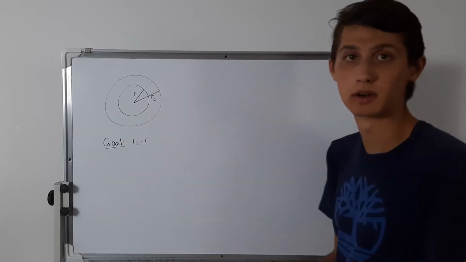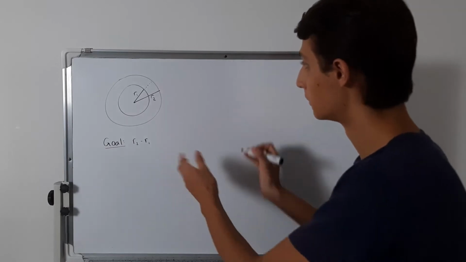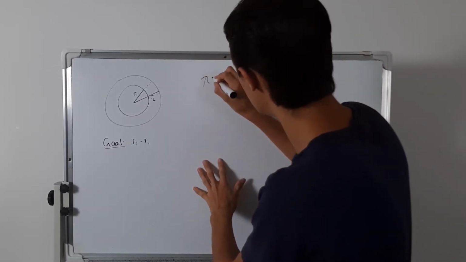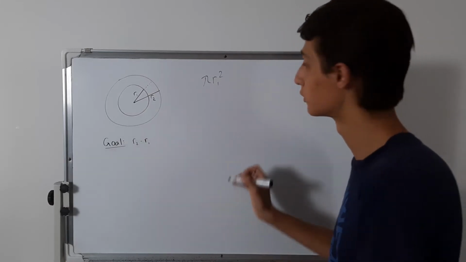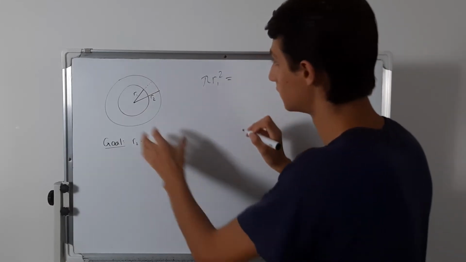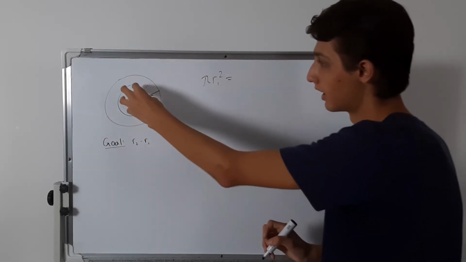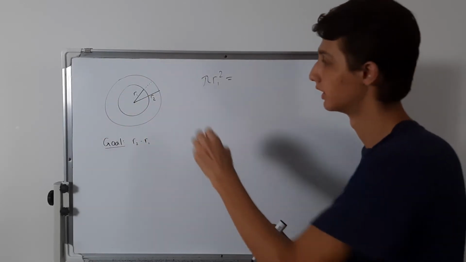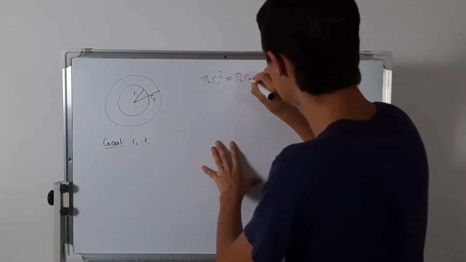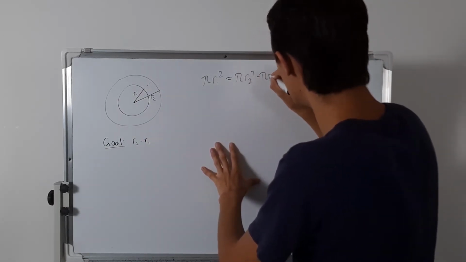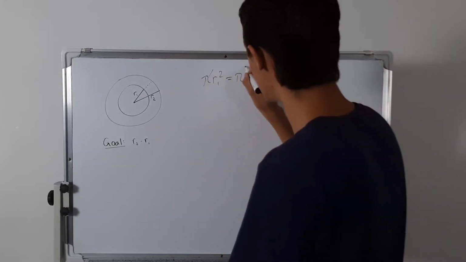So we can just start with a little statement about the areas. We know that the area of the smaller circle, so that's pi times r1 squared, is going to be the same as if we take the whole larger circle and then subtract the area of that smaller circle, and then we get the band. So we get pi r2 squared minus pi r1 squared. Okay, and you can immediately notice that the pi's cancel out.